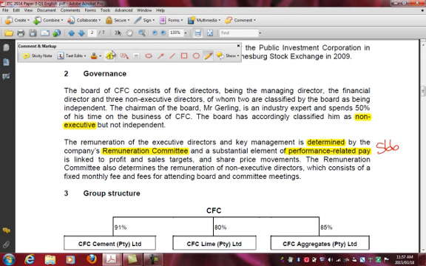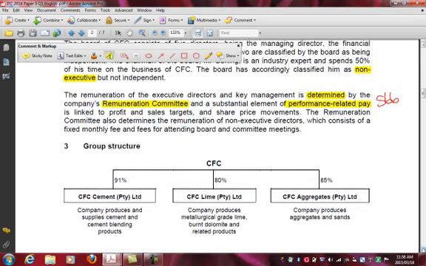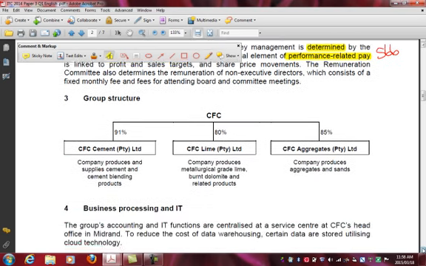Okay. If we carry on with this paragraph, the Remuneration Committee also determines the remuneration of non-executive directors, which consists of a fixed monthly fee and fees for attending board and committee meetings. That's in line with King 3 and the Companies Act.